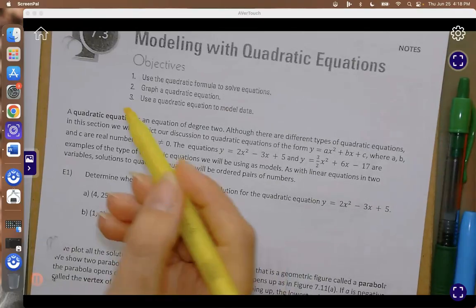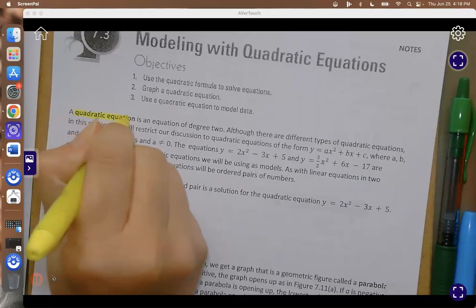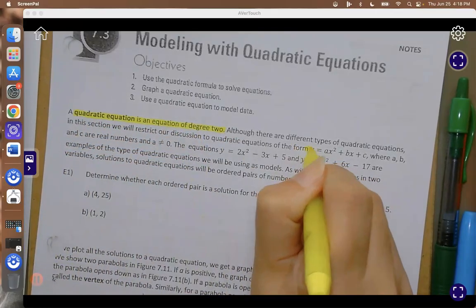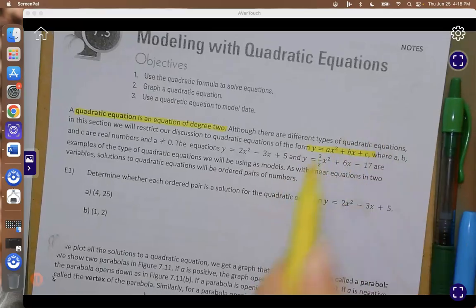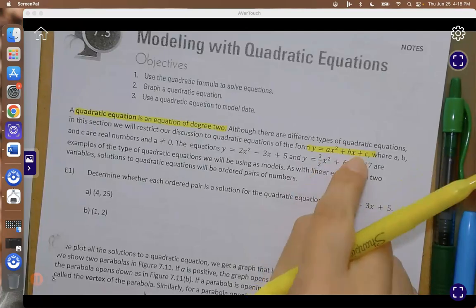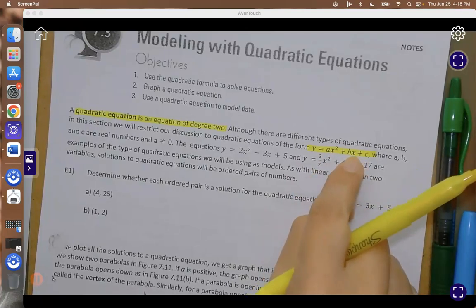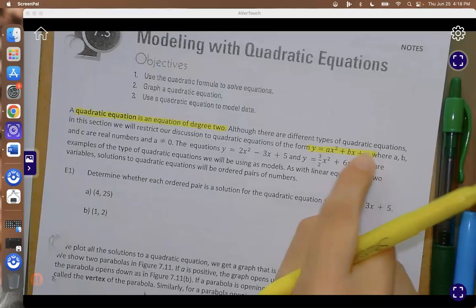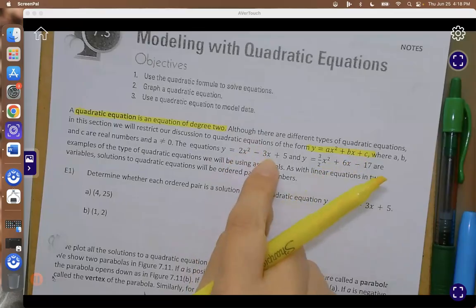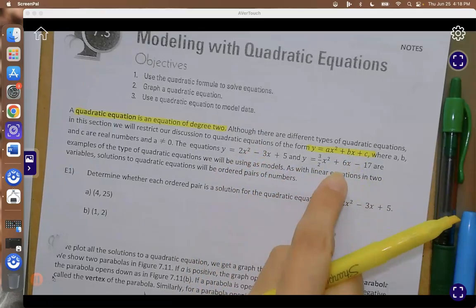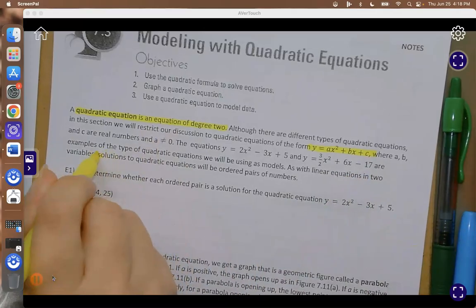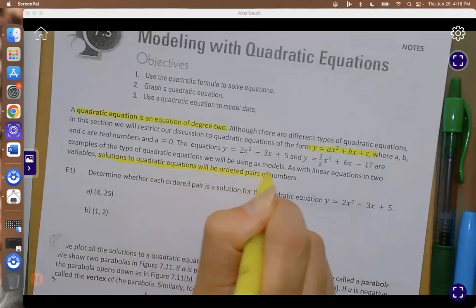So a quadratic equation is an equation of degree 2, and it's written in the form y equals ax squared plus bx plus c. Now, what that means is you're going to have a square term, you're going to have a linear term, which is a plain x term, and you're going to have a constant term. Okay, and the a, b, and c are just the coefficients on that. So this could be an example of a quadratic. This could be an example of a quadratic. No big thing here. Okay, so solutions to quadratic equations will be ordered pairs of numbers, just like they were for linear.